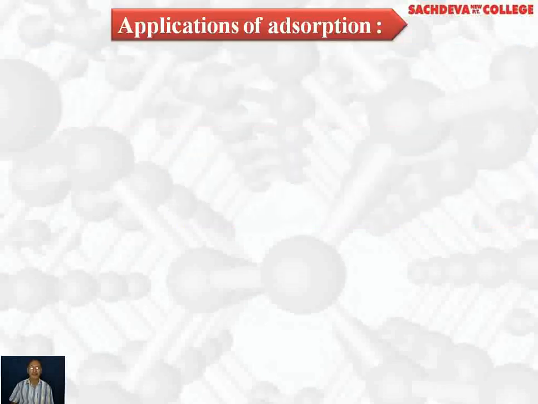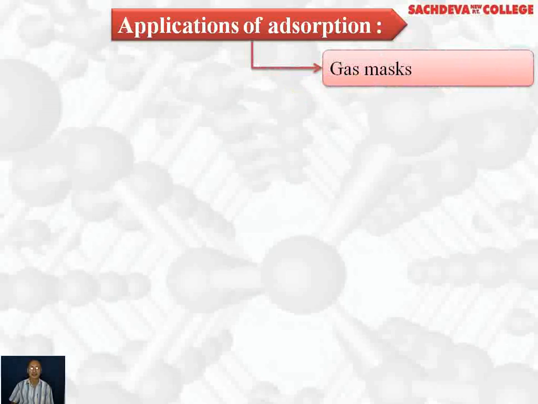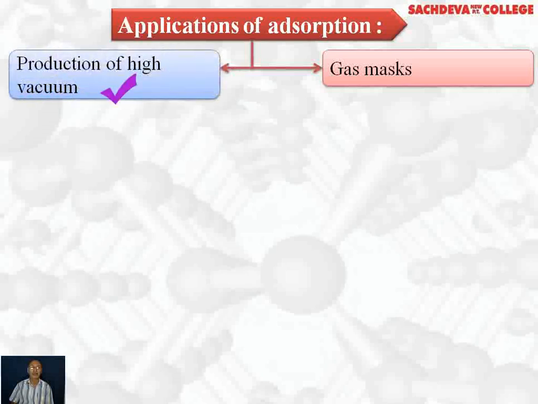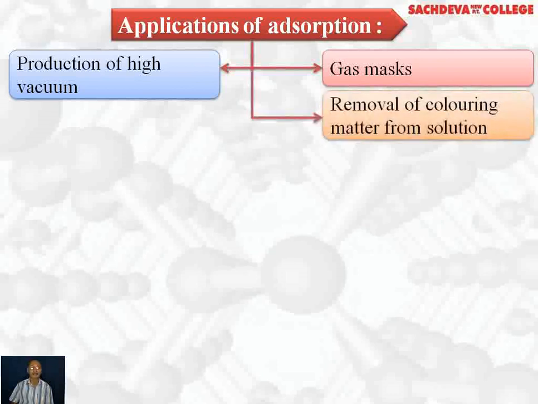Application of adsorption. Gas masks. You must have seen them in coal mines. In the coal mines, gas masks are used by the coal mine workers so that poisonous gas they don't inhale, which may lead to death. Production of high vacuum. Now, production of high vacuum, how we create it, we take an adsorbent on which the gases get adsorbed, oxygen and nitrogen, and we get high vacuum.